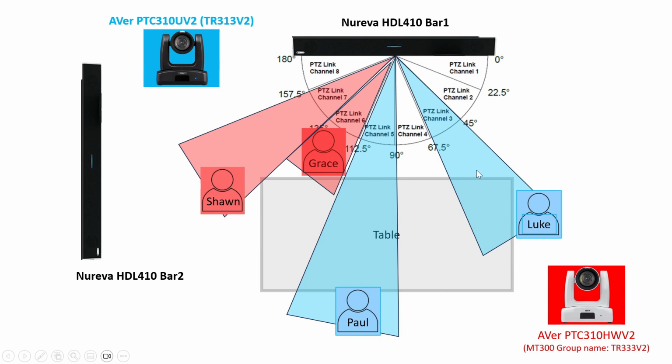From this diagram, you can see if Luke is talking, then it will trigger channel 3. When Paul is talking, it will trigger channel 5. Luke and Paul will both be captured by the front camera. When Grace is talking, it will trigger channel 6, and when Sean is talking, it will trigger channel 7. Grace and Sean will both be captured by the back camera.